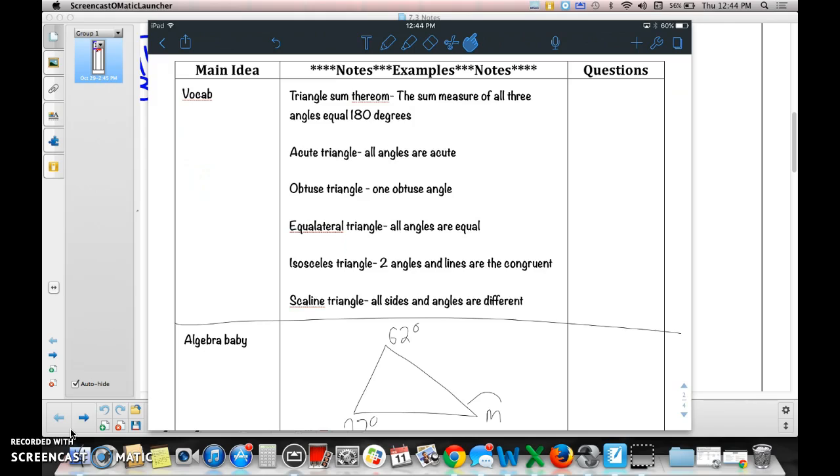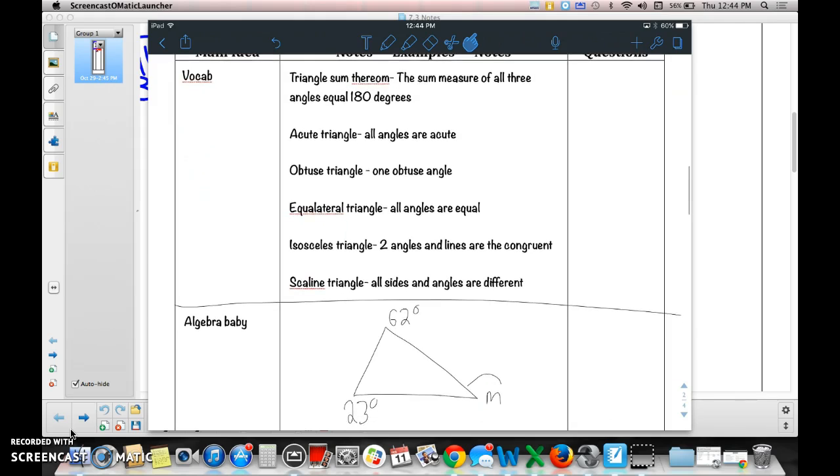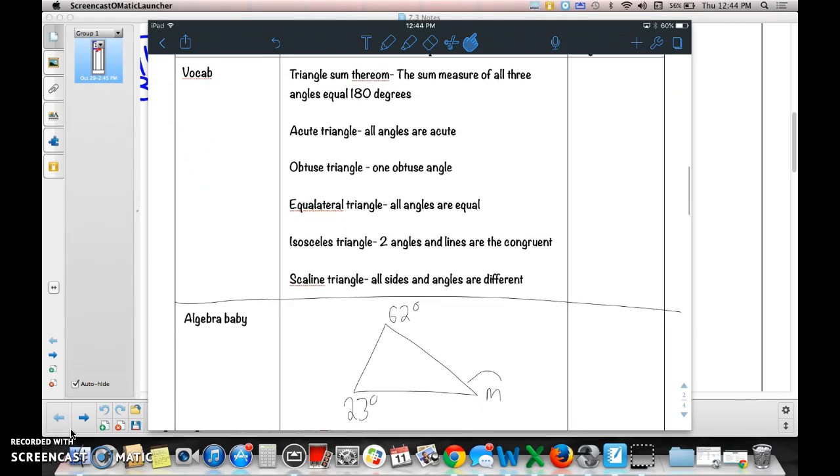An acute triangle has all acute angles, and a right triangle has how many right angles? 1. What are the other 2 angles? Acute. And by the way, these are Peyton's notes because I crashed. That's why equilateral is spelled incorrectly.